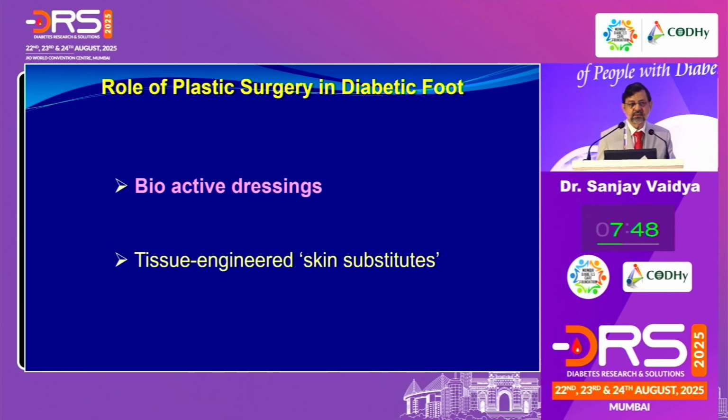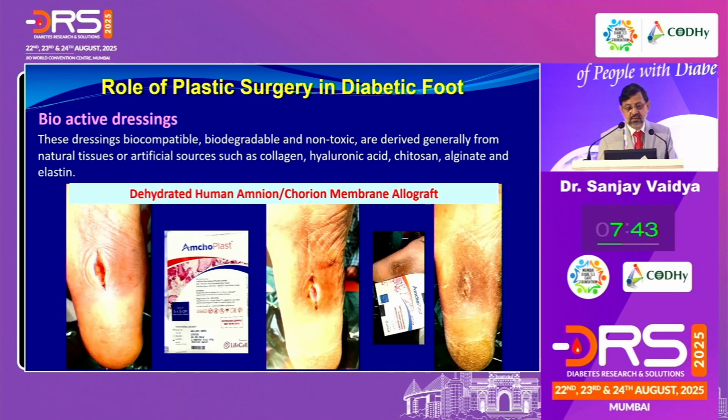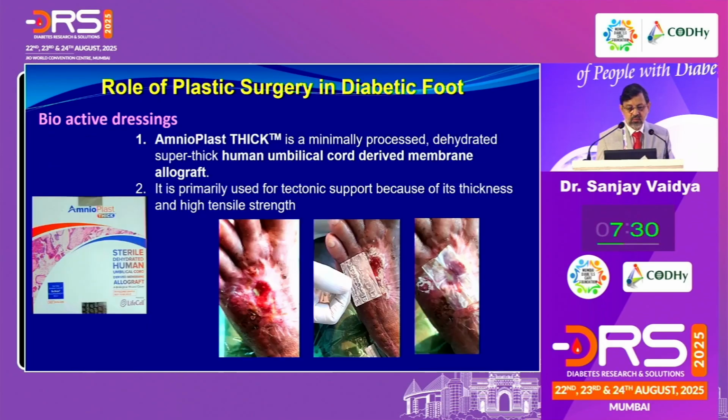especially in vascularly compromised patients. Coming to bioactive dressing and tissue engineered skin substitutes. Now we have various allografts available, like dehydrated human amnion chorion membrane allograft. Ease of application in a non-infected wound, once a week change of dressing, and as you can see, in a couple of weeks the wound has gone on to heal.